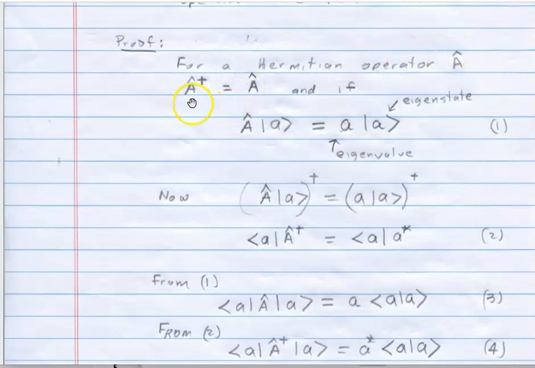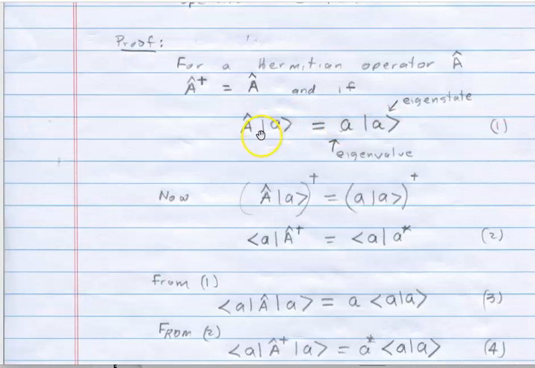And remember what Hermitian is. It's that the Hermitian adjoint is equal to the operator itself. So I take the adjoint, or the conjugate operator, sometimes called, of A. And if I do that and find that it's the same as the original operator, then I've got a Hermitian operator.